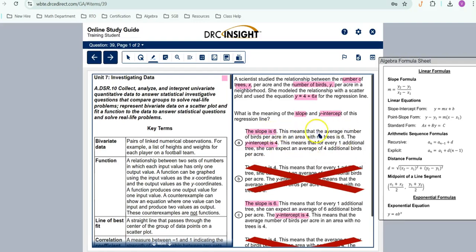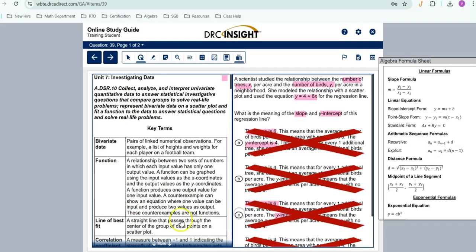Okay, so the first one says the slope means that the average number of birds per acre in an area with no trees is 6. Well, our slope is 6, but that's 6 over 1, not 6 over 0. So this is not correct. The third one says every 1 additional tree, she can expect 6 birds. That's 6 over 1. Birds was our y and trees was our x. Our y-intercept is 4, and this means that the average number of birds per acre in an area with no trees is 4. And that is our solution.